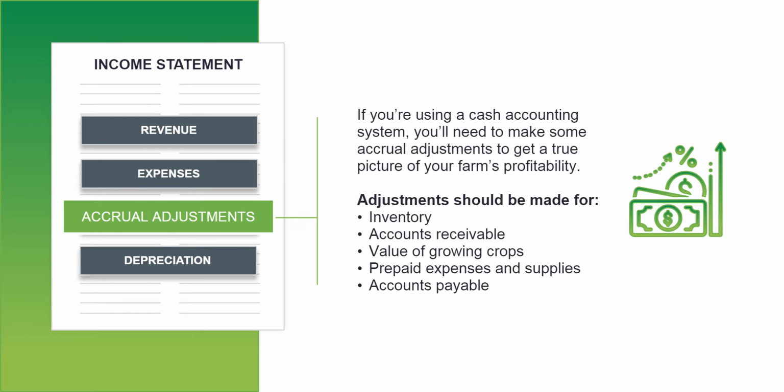The third component of an income statement is accrual adjustments. If you're using a cash accounting system, you'll need to make some accrual adjustments to get a true picture of your farm's profitability. Adjustments should be made for inventory, accounts receivable, value of growing crops, prepaid expenses and supplies, and accounts payable.